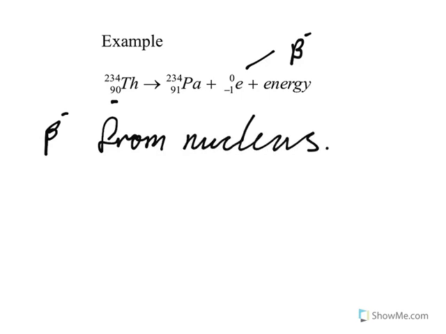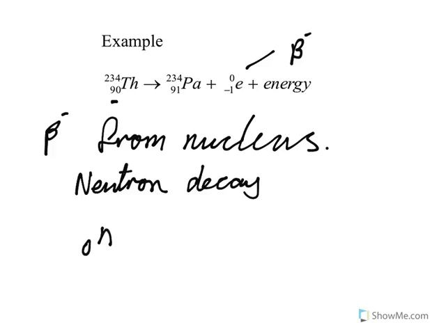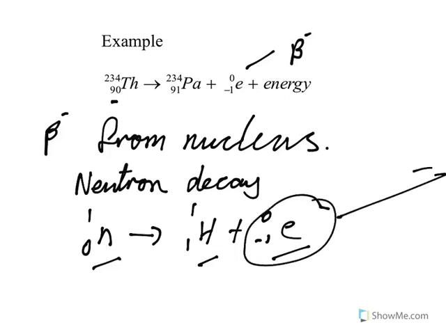What happens in the nucleus is that we have a neutron decaying. The way we could write that is a neutron, no atomic number, 1 mass. That becomes a proton, H11 is one way we can write that, plus our electron, with the symbol 0 at the top there. So a neutron becomes a proton, and this electron gets shot out.